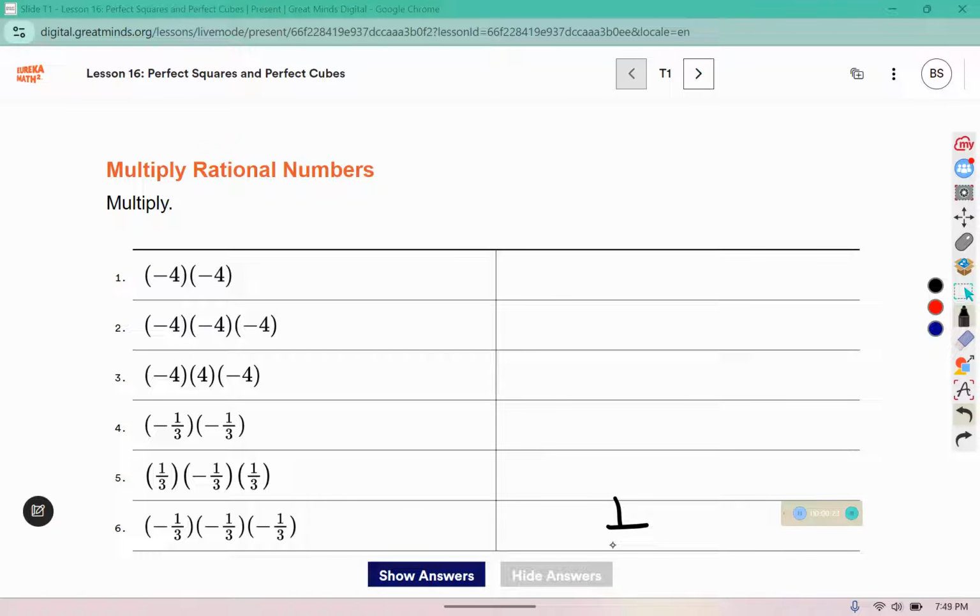3 times 3 times 3 is 27. A negative times a negative makes a positive. But then if we multiply by another negative, that gives us negative 1 over 27. Complete the other 5, and then go ahead and move on.